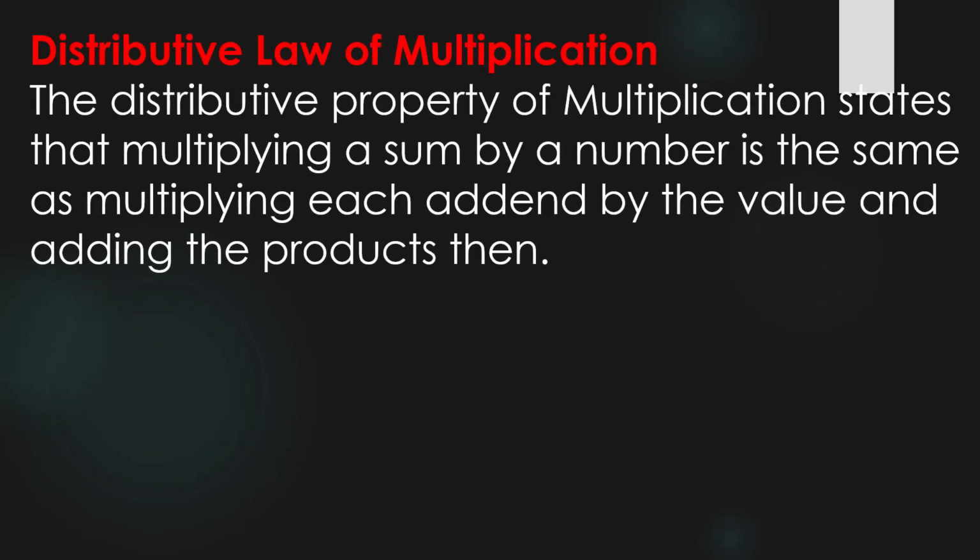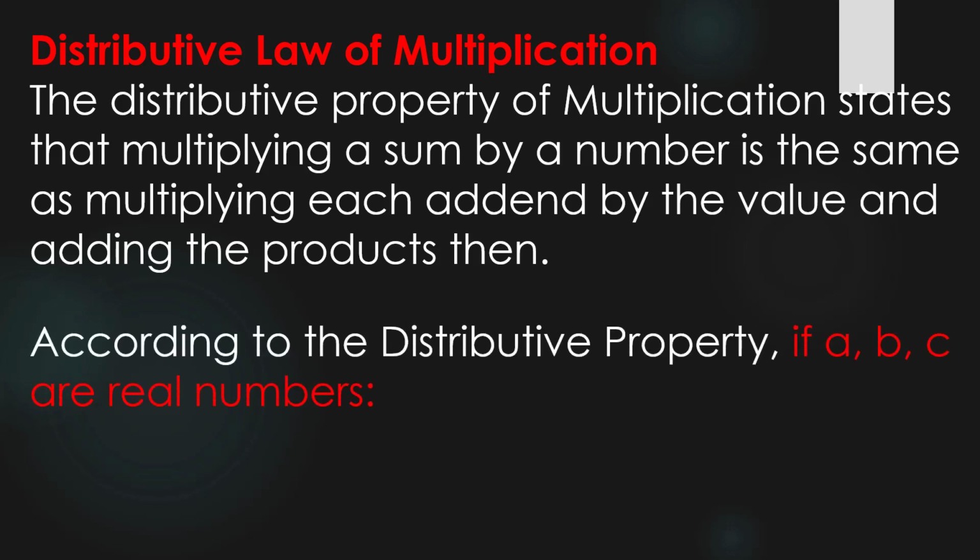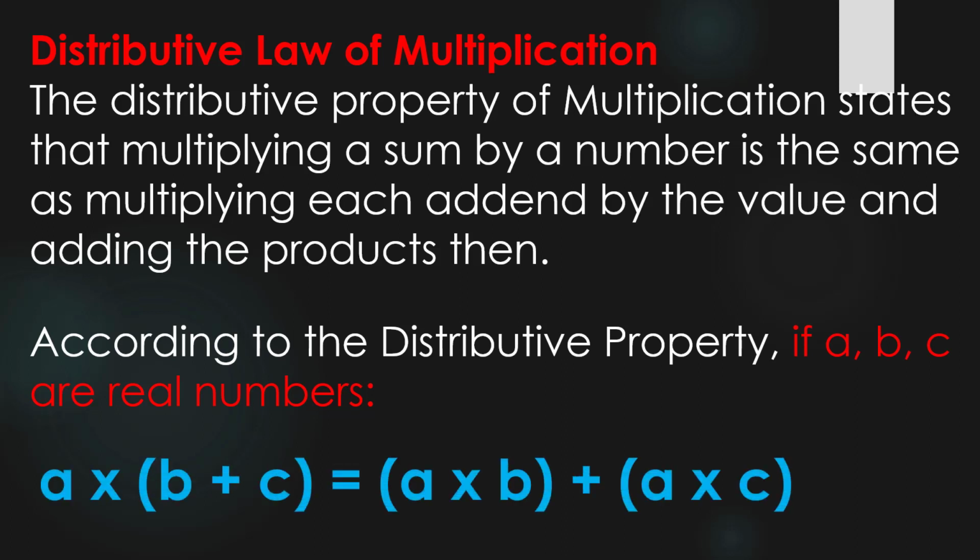Distributive law of multiplication. The distributive property of multiplication states that multiplying a sum by a number is the same as multiplying each addend by the value and adding the products. According to the distributive property, if a, b, c are real numbers, a of (b plus c) equals a into b plus a into c.